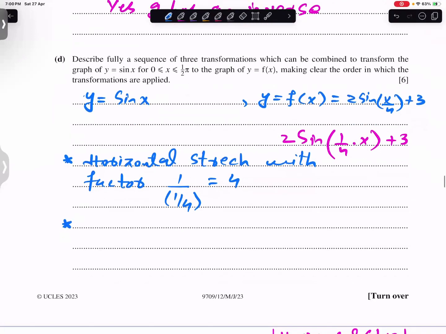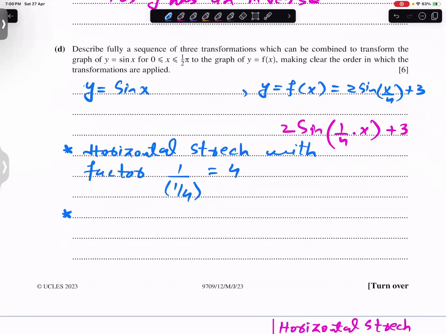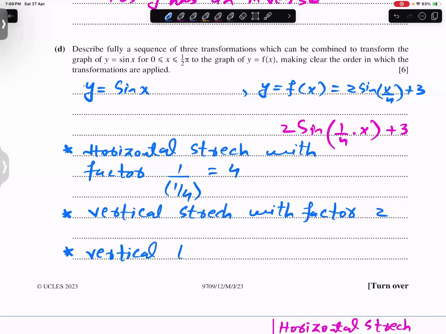Again, vertical stretch with factor 2. And again, vertical translation, which is the vector 0 comma 3.